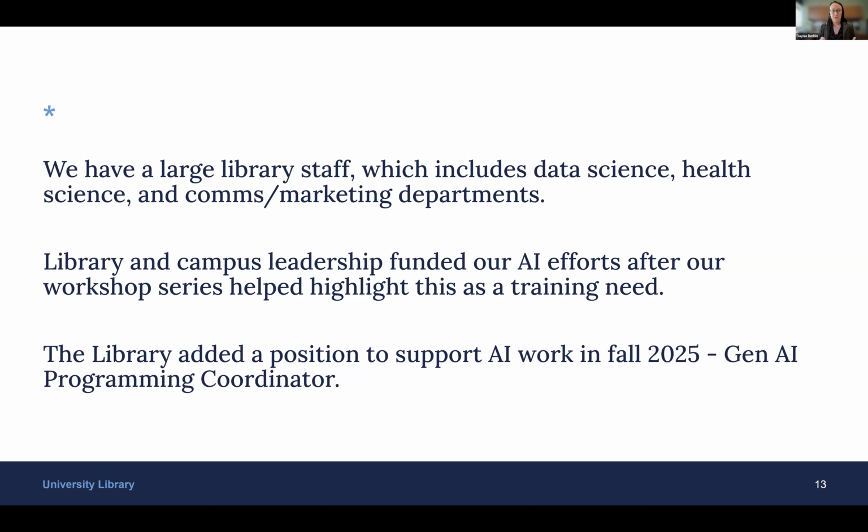And so that did contribute to the library adding a position in fall 2025. We have a generative AI programming coordinator now who's amazing. She's awesome. And she helps coordinate all of these workshops. And so we again started small, spread the work around, and we have now been able to add another full-time person who is able to help us organize these workshops.